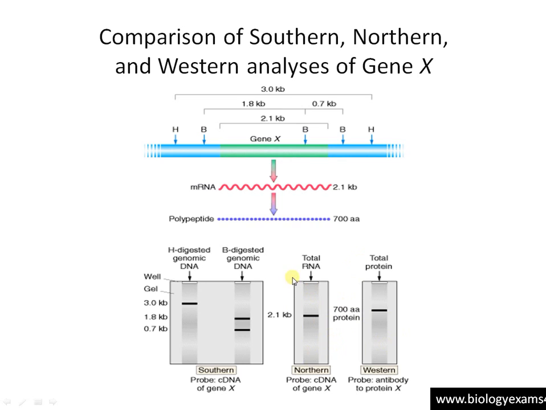The technique to find a specific mRNA is called northern blotting, and in the case of a protein, the technique to find a specific protein in a sample is called western blotting.